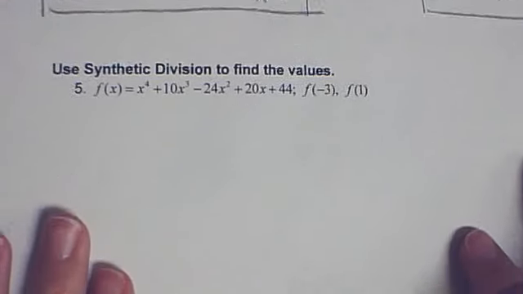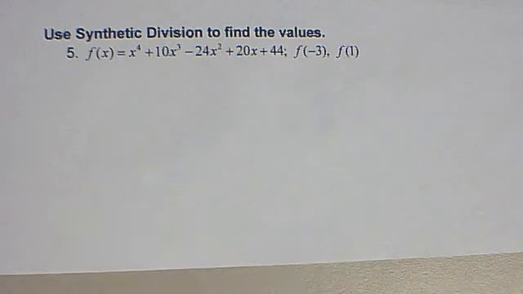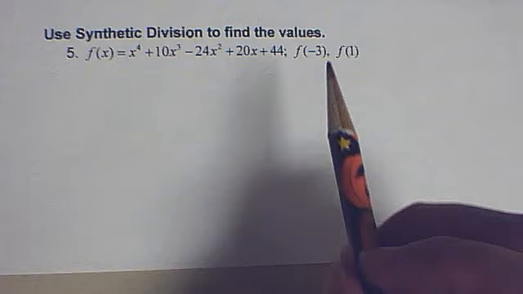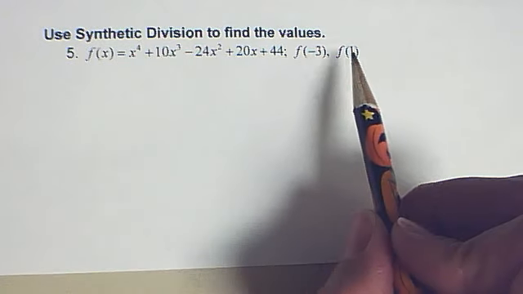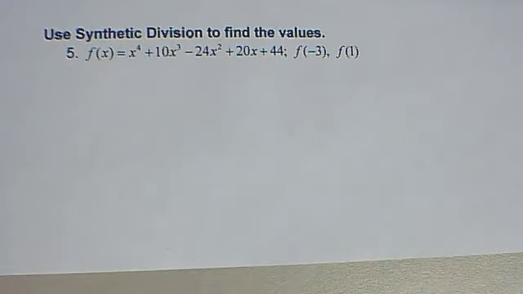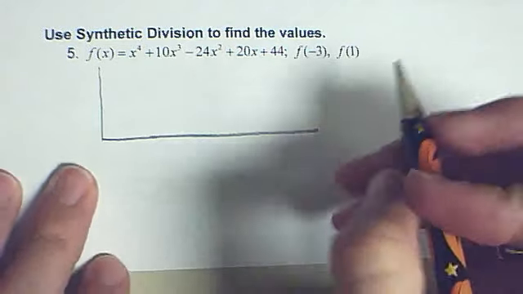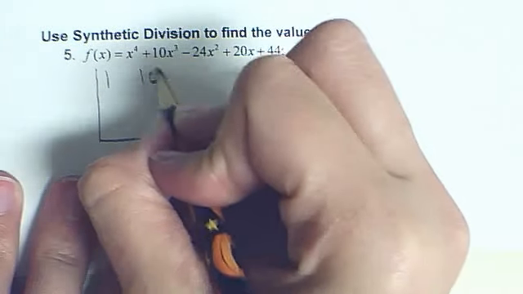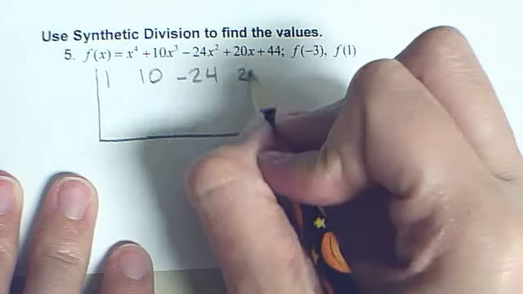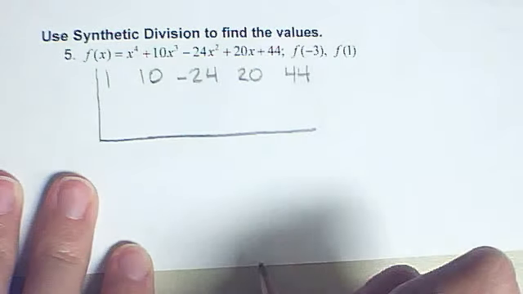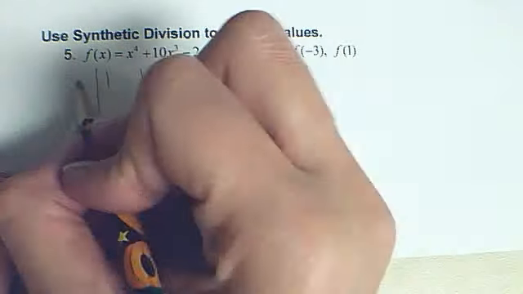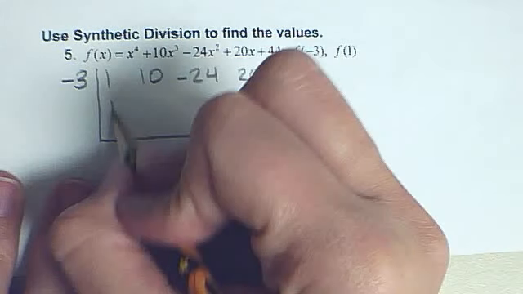The last thing about division is when we want to use synthetic division to find the values. Remember again that it's important for the powers to decrease by 1, and when we're finding f of a number, we do not flip the sign. This question asks for f of negative 3 and f of 1, so we'll have to follow this process through twice. The first time, let's start with 1, 10, negative 24, 20, and 44, my coefficients in order, and my first k value is negative 3.